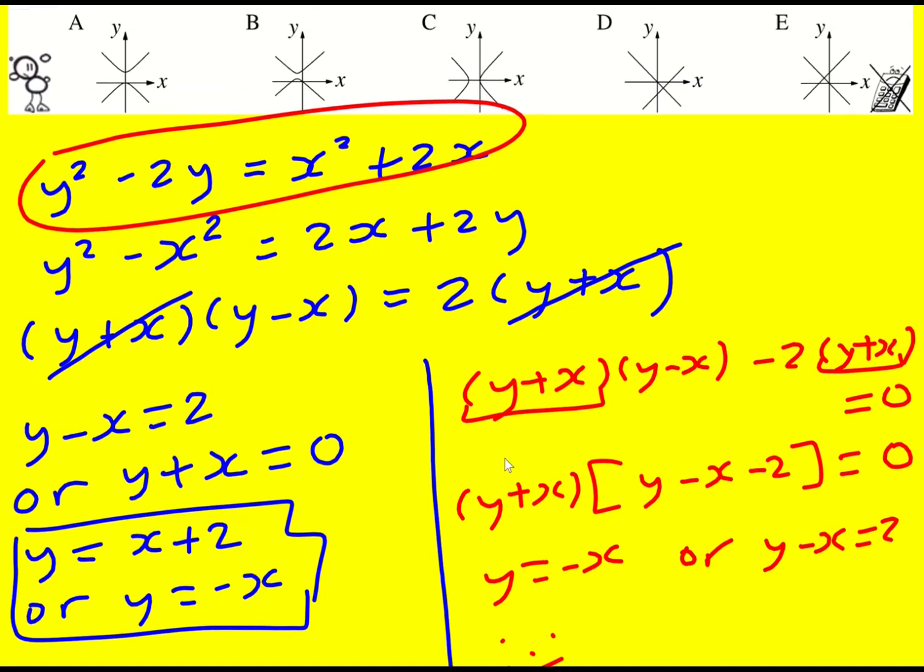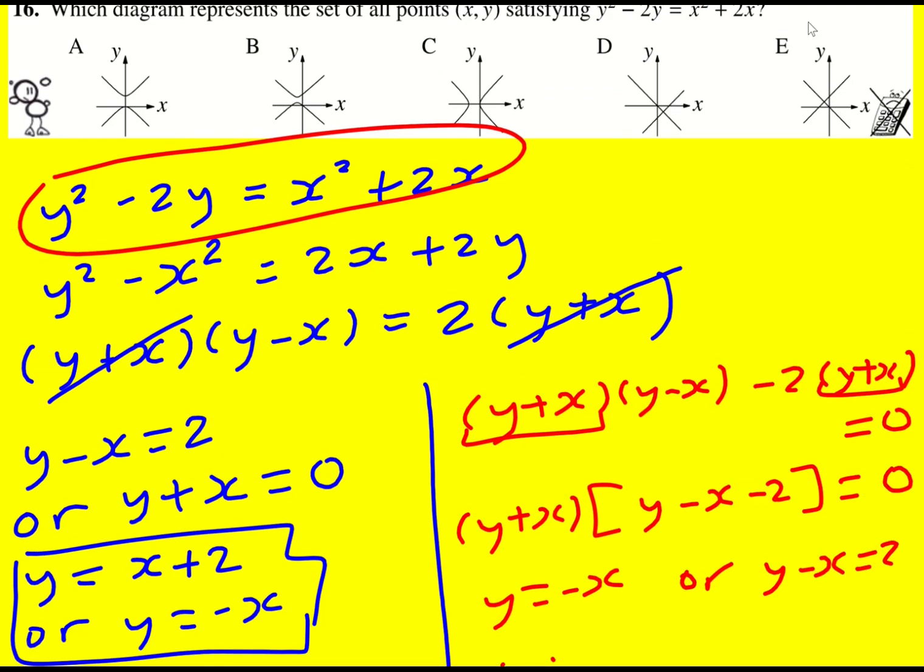Now we've got our solutions. y is equal to x plus 2 and y is equal to minus x. So just looking at it, it's got to be E. Okay, so the rest of them, these are not straight lines. This is a straight line, but it looks like I've got y equals minus x and then y equals x minus 2. E is the answer.